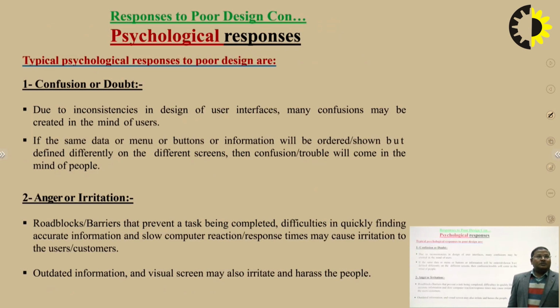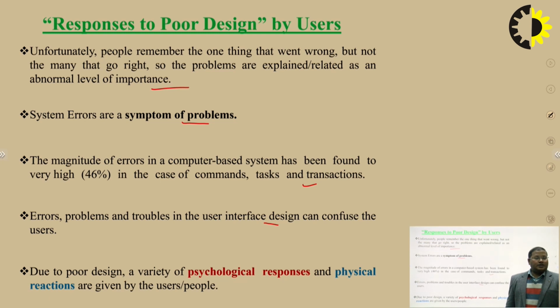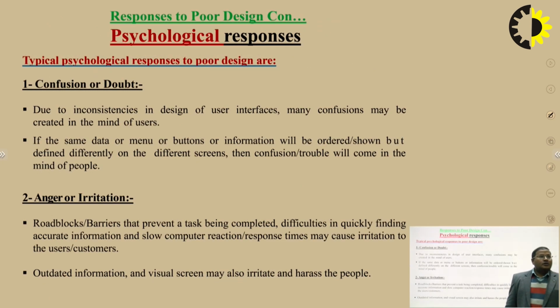So, what are the responses to poor design? There are two categories: psychological responses and physical reactions. The main psychological responses to poor design are confusion or doubt. Due to inconsistency in the design of user interfaces, many confusions may be created in the mind of the users. If there is a large number of inconsistencies and consistency is less, then lots of doubts will develop in the mind of the customer.